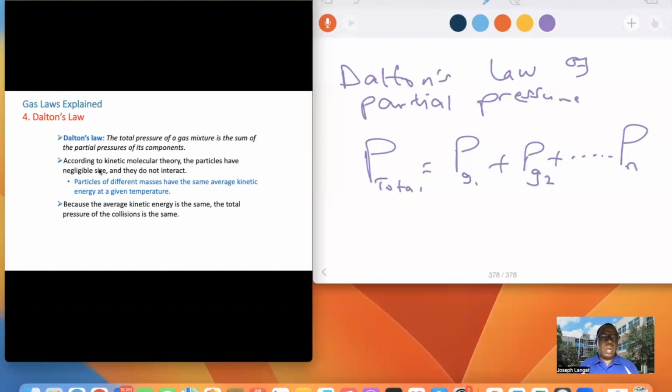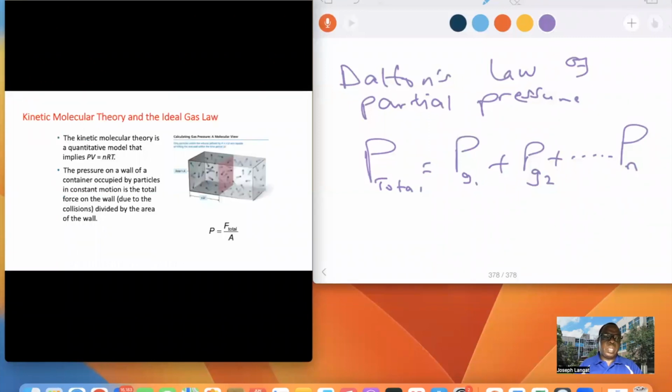And the reason, according to kinetic molecular theory, is that the particles have negligible size and therefore do not interact. Particles of different gases have the same average kinetic energy at a given temperature. So this explains why, when you have total pressure as the sum of each one based on different masses, they have the same average kinetic energy. Because of that, the total pressure of the collisions is the same.